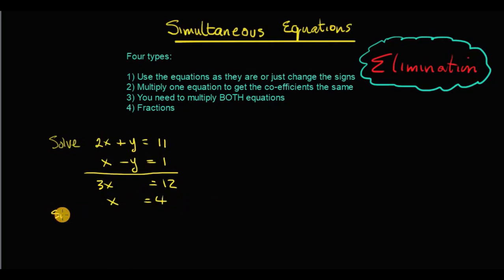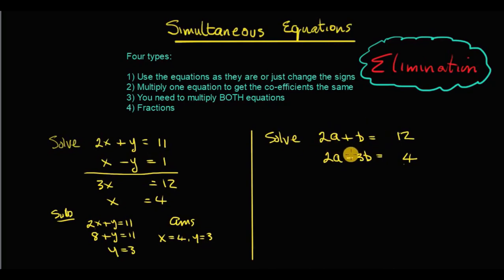Now I need to substitute x equals 4 into one of the equations. I'm going to pick 2x plus y is equal to 11. X is equal to 4, so 2x gives me 8 plus y is equal to 11, and that means y is equal to 3. So my answer is x equals 4 and y is equal to 3. That's my solution.